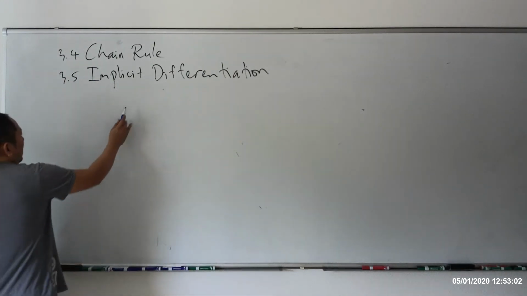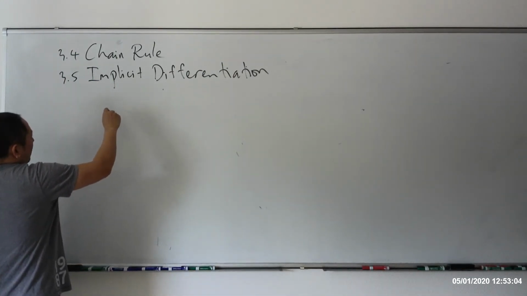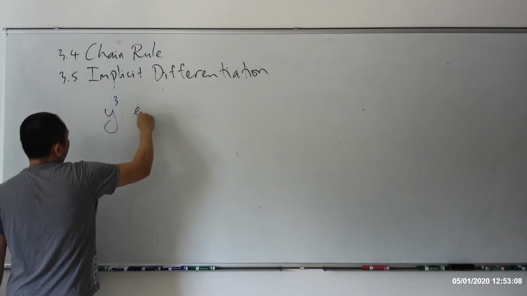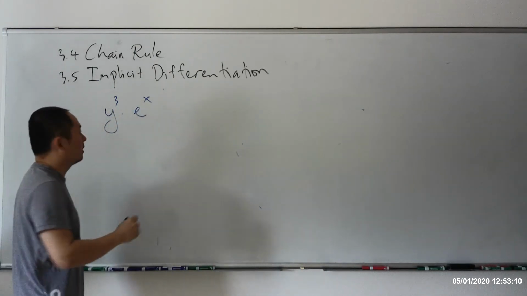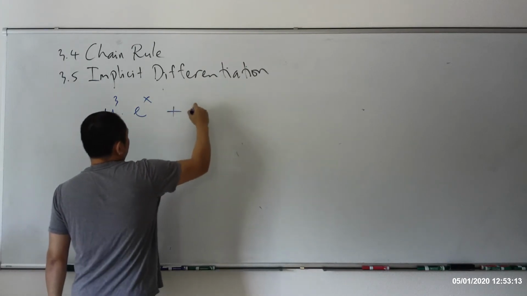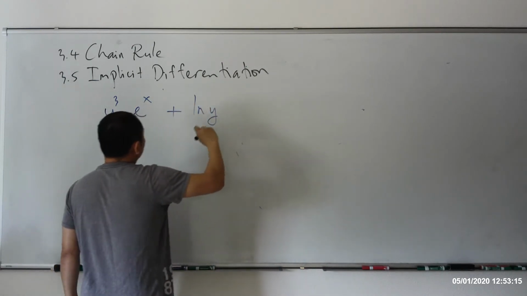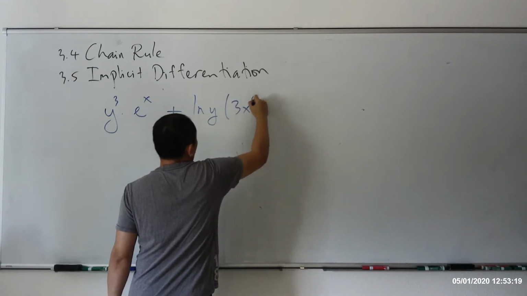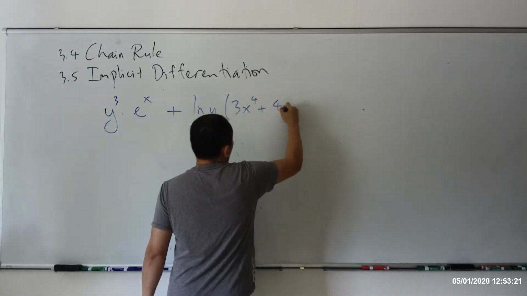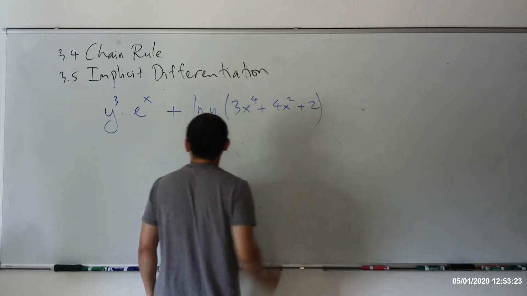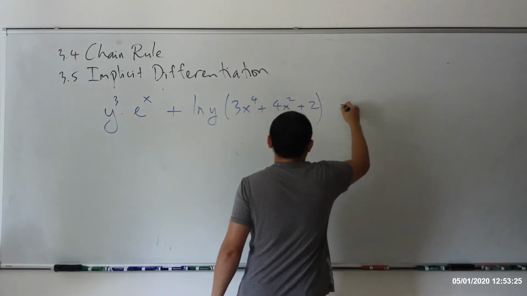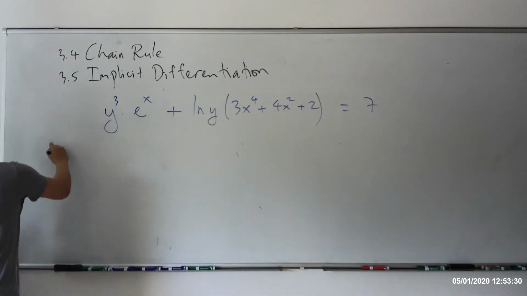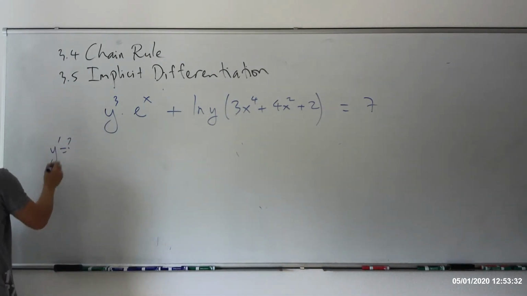Implicit equation. How about y cubed times e to the x plus ln of y times 3x to the 4 plus 4x squared plus 2 equal to 7. Find y prime implicitly. Y prime or dy over dx, the same thing.